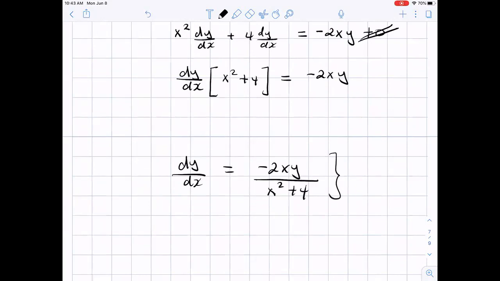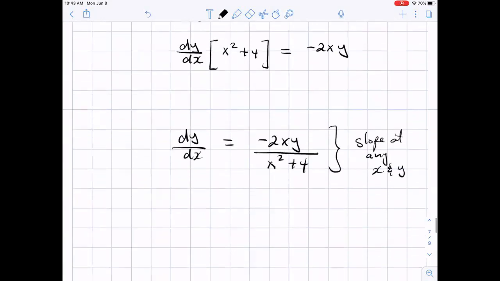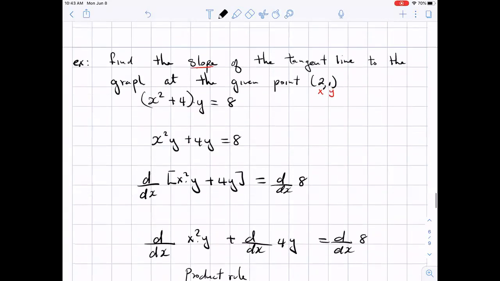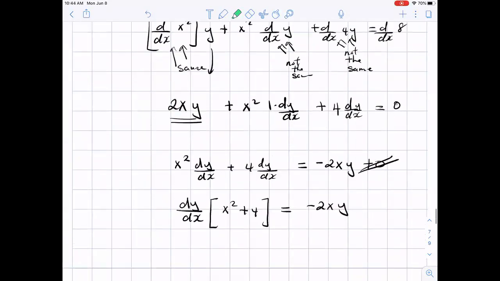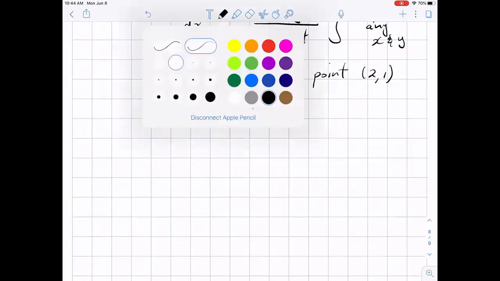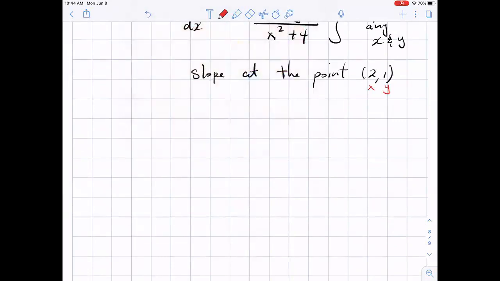So this is the slope at any x and y. Now you wanted to find the slope at a specific point. Your point given is (2, 1), right? So we want to find the slope at the point (2, 1). Keep in mind that this is x and this is y.